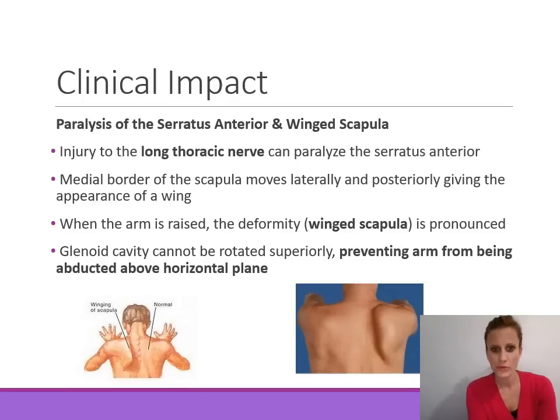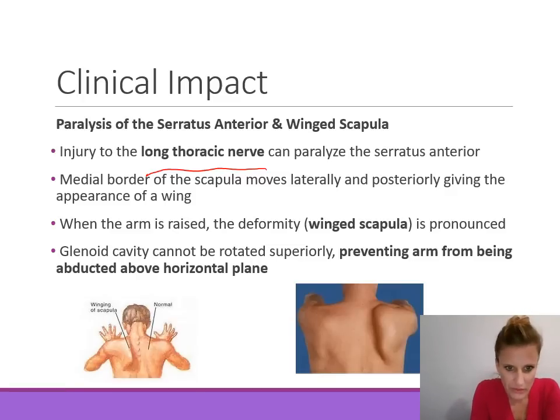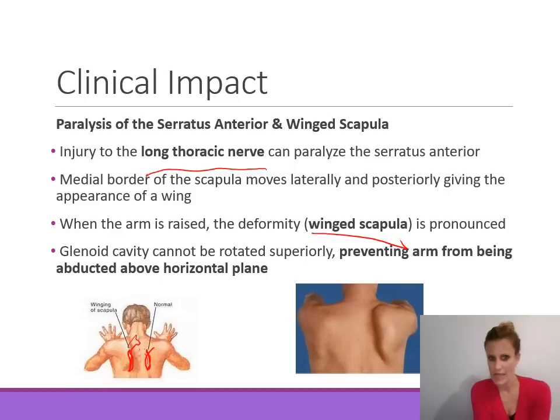Injury to the long thoracic nerve can paralyze the serratus anterior. When the serratus anterior is paralyzed, taking away that medial tension allows the medial border of the scapula to move out laterally and posteriorly. So the medial border, which you see right here, should be relatively flush or just a little bit visible on the back. But when it moves towards the back and out towards the side, it gives the appearance of a wing on the back. Hence the fact that we call this deformity winged scapula.